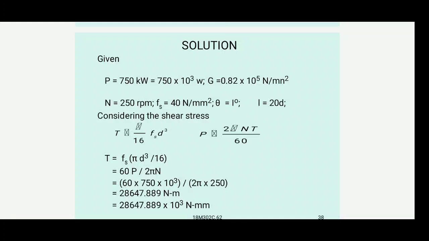T is equal to 5 by 16 into Fs into d cube. P is equal to 2 pi nT by 60. Capital T is equal to Fs into 5d cube by 16. So T is 60 into P by 2 pi into N, 60 into 750 into 10 cube by 2 pi into 250. So that is equal to 28,647.889 Newton meter. That is equal to 28,647.889 into 10 cube Newton mm.